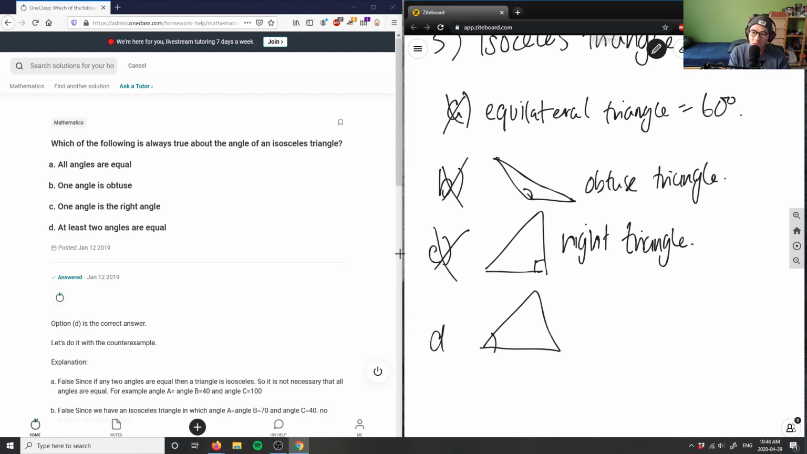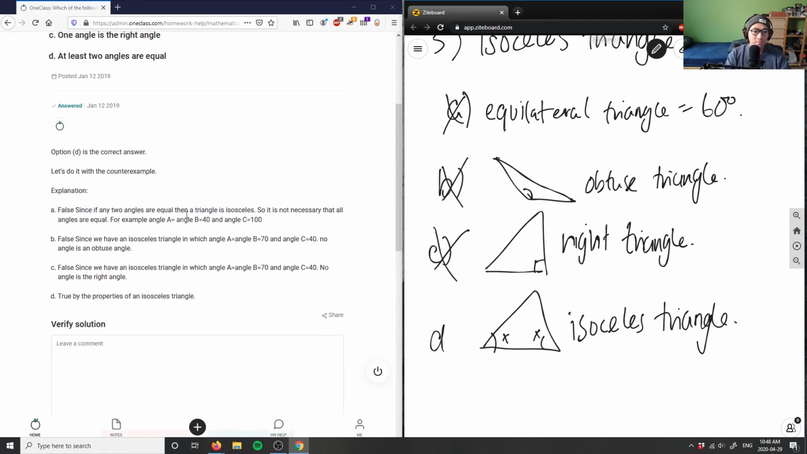If I have a triangle here, and two angles are equal, if this x equals x here, then this would be an isosceles triangle, right? The definition of an isosceles triangle is a triangle that has at least, or actually two, equal angles as well. So A here is false. If any two angles are equal, then the triangle is isosceles, so it's not necessary for all angles to be equal.